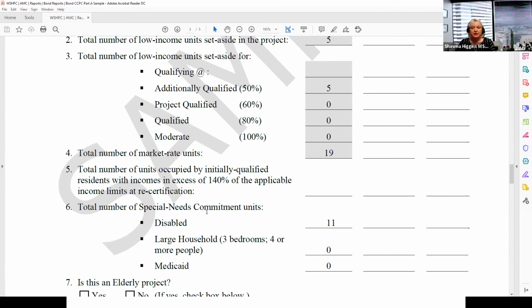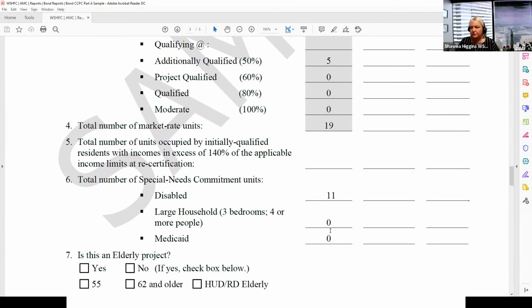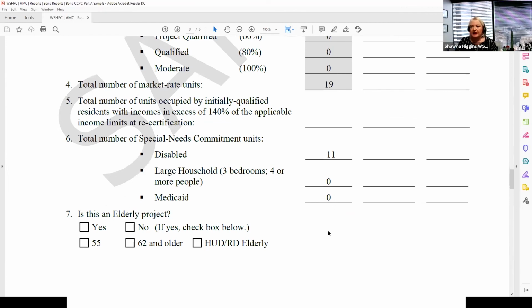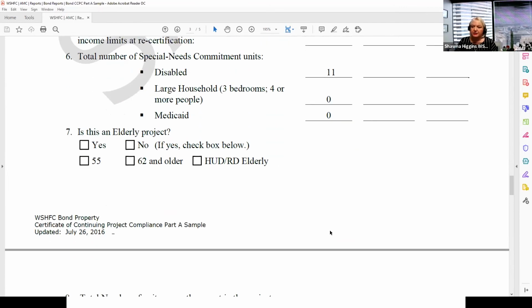Down here, this talks about the special needs. Again, we're going to give you what we have on file. So for instance, this property has 11 disabled units. As you can see, they only need to meet 5 set-asides, but they have 11 units. So 6 of those units are more than likely going to be market units. So again, make sure that when everybody moves in that they fill out that disability form if you have this set aside. And then there's some questions that need to be answered.